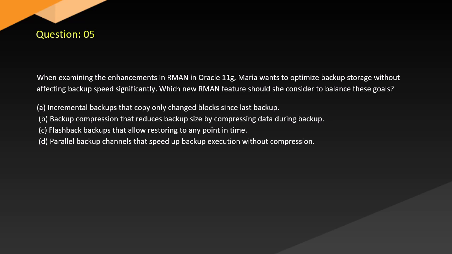Question 5. When examining the enhancements in RMAN in Oracle 11g, Maria wants to optimize backup storage without affecting backup speed significantly. Which new RMAN feature should she consider to balance these goals? A. Incremental backups that copy only changed blocks since the last backup. B. Backup compression that reduces backup size by compressing data during backup. C. Flashback backups that allow restoring to any point in time. D. Parallel backup channels that speed up backup execution without compression.